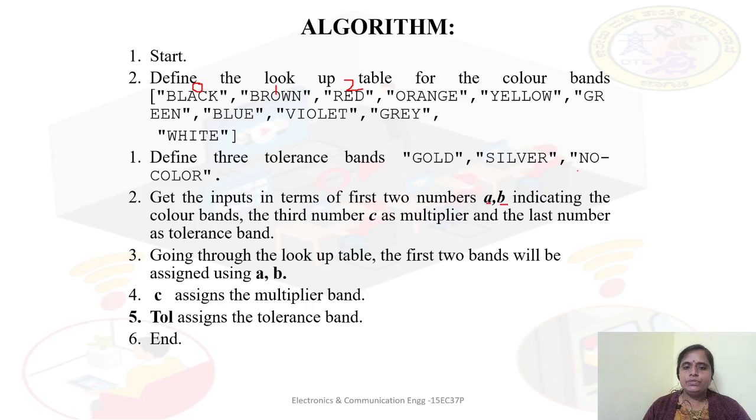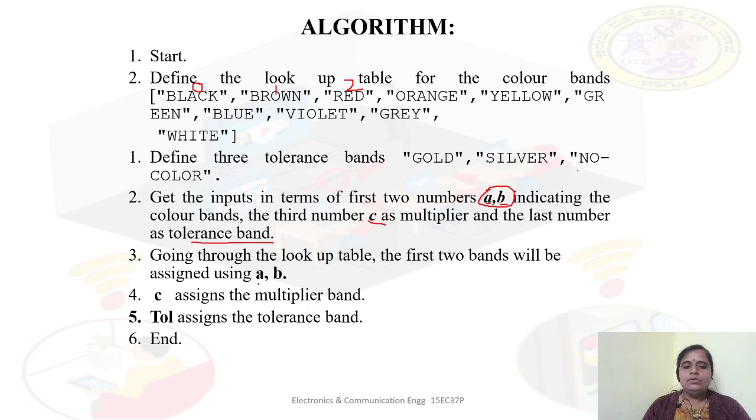These are the two digits which we take. This is nothing but a two-digit value of your resistor, which you have to find the color code. Next, the third is the multiplier, and the last number is your tolerance band.